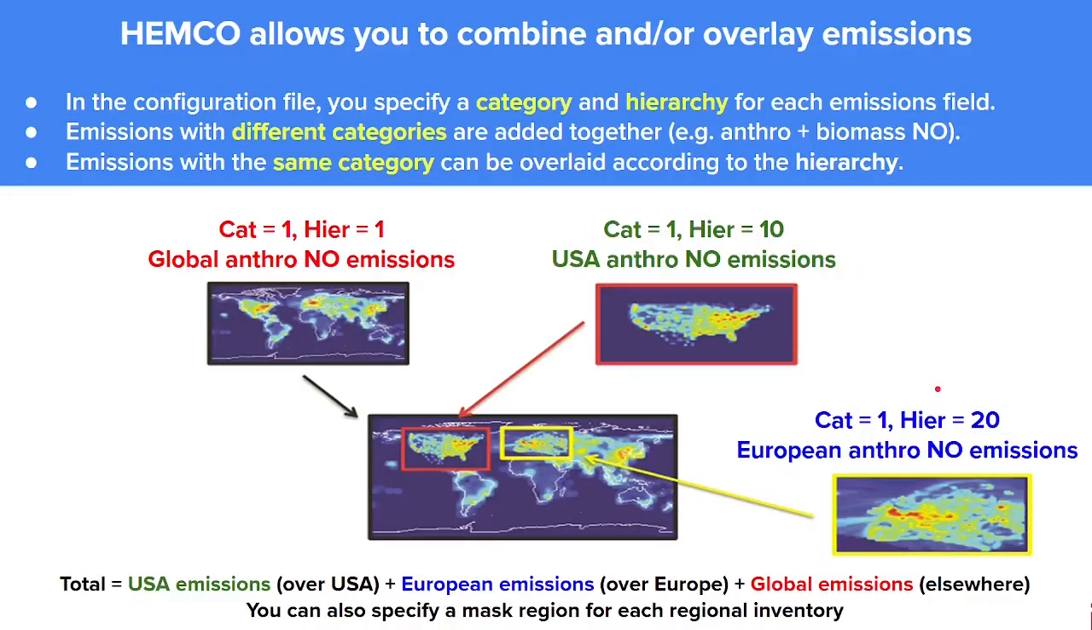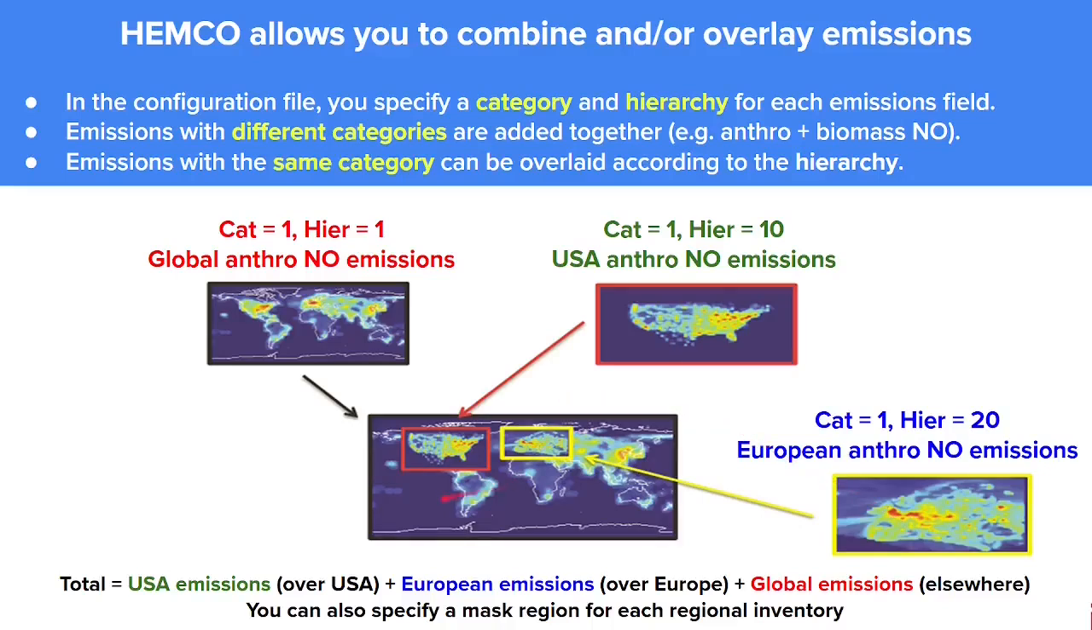And when HEMCO goes to combine all these emissions, it'll say, okay, I'm going to start with the lowest hierarchy, which is the global emissions. And then when I get to North America, I see, oh, I have emissions with a higher hierarchy than the global emissions, so I'm going to overlay those on top of the global emissions. And when I get to Europe, I also have another hierarchy that's higher than the global emissions, so I'm going to overlay these European emissions on top.